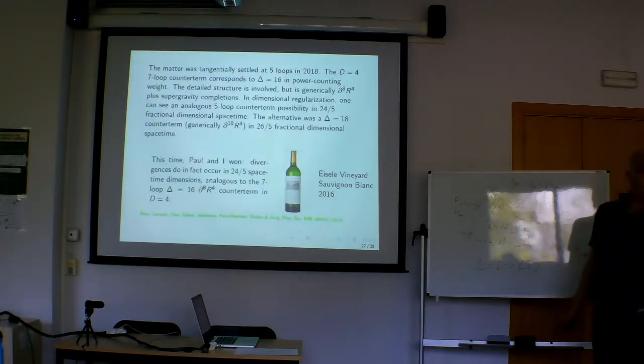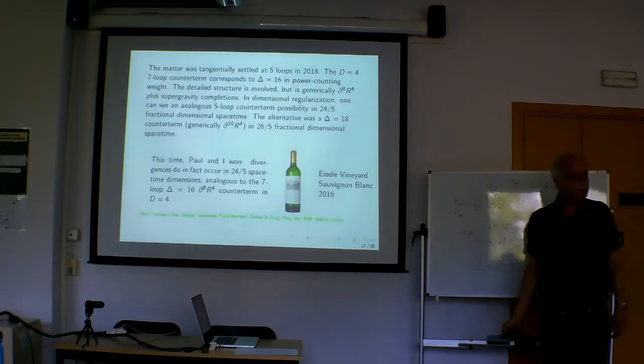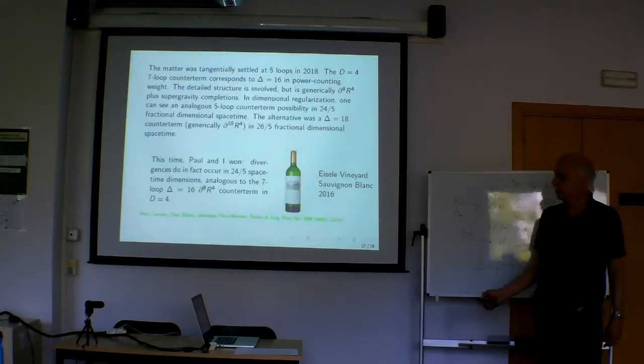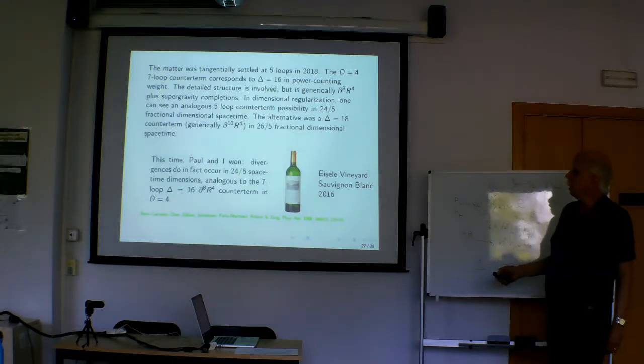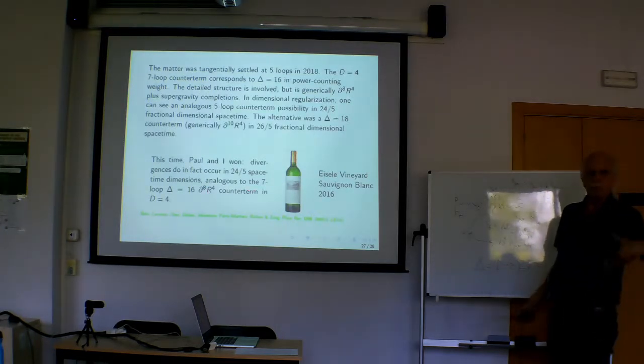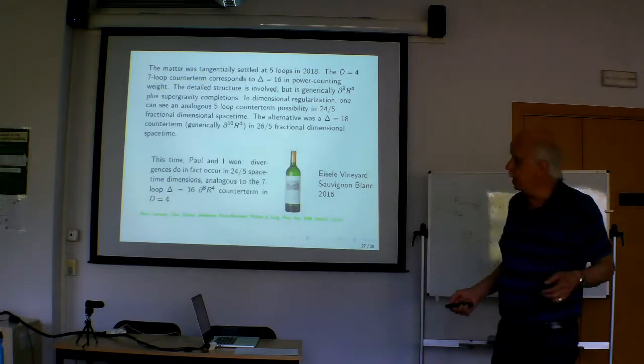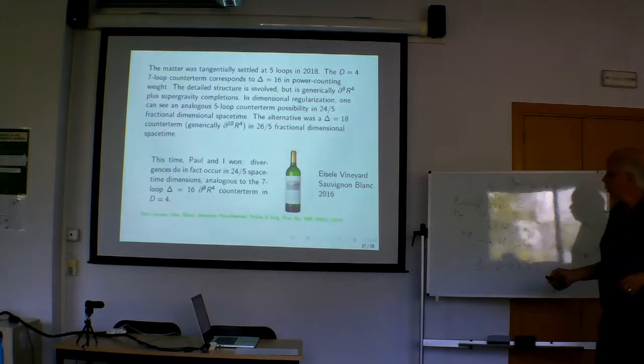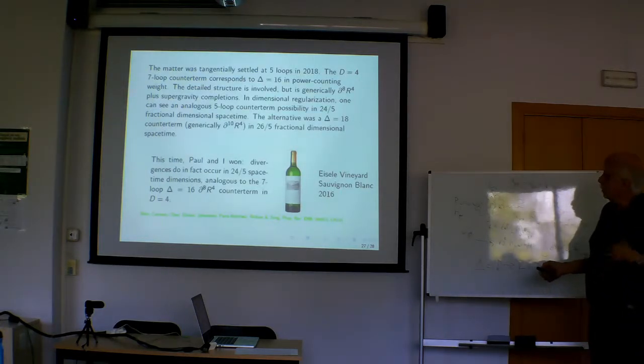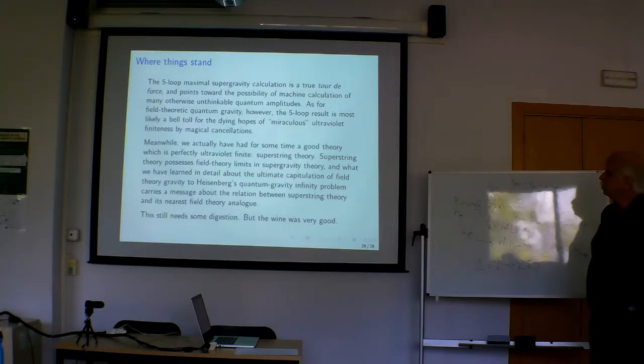And sadly, actually, I was kind of looking forward to losing this one. I thought it would be exciting, maybe really the beginning of something, but actually we won. Paul and I won. They do occur at 24 over 5 space-time dimensions, corresponding to the anticipated D to the 8th R to the 4th counterterm. The detailed structure, again, is interesting, involving the way the E7 invariance is realized, but we've won 2 bottles of a very good California wine. Nice living here. Okay, so where do things stand?